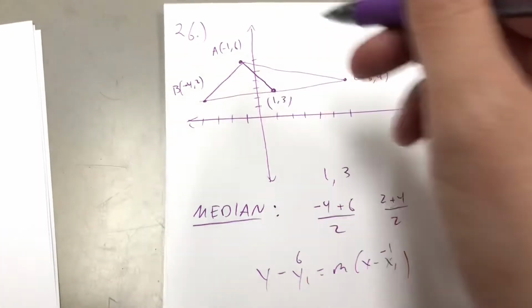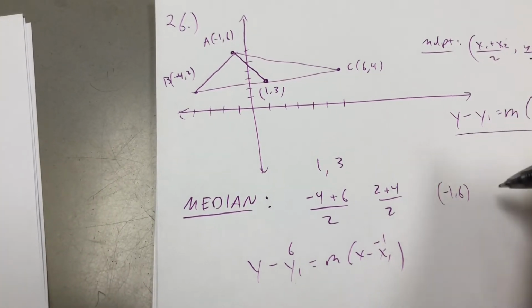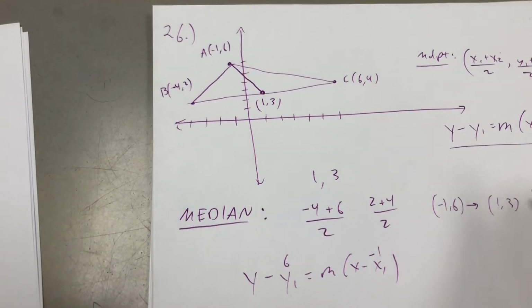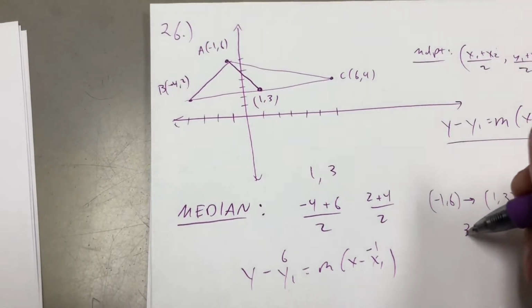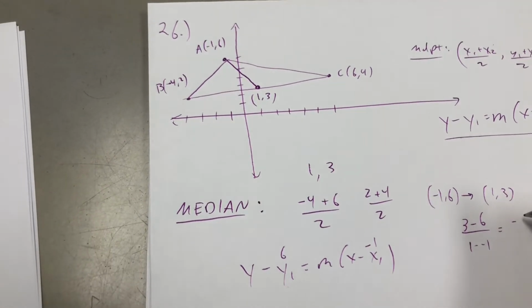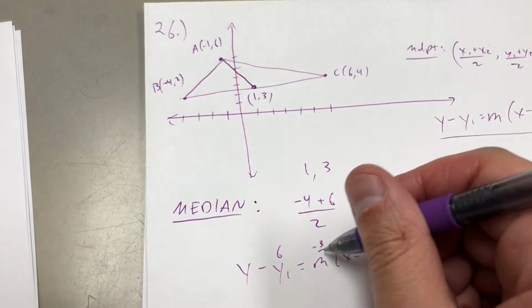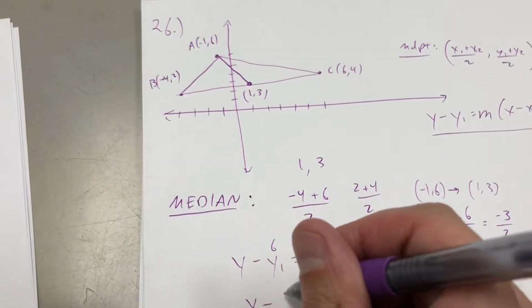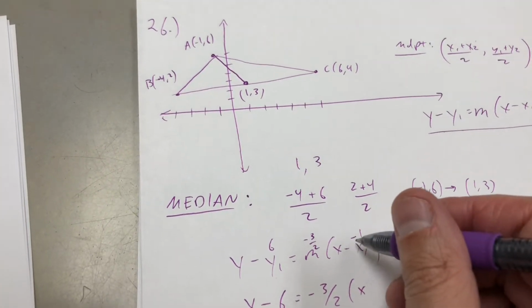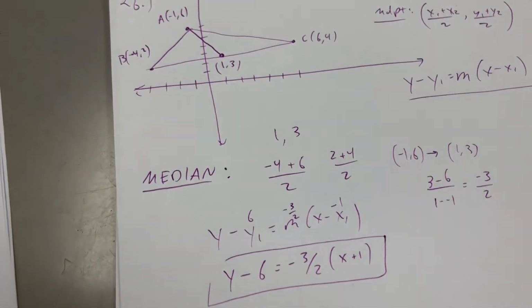And then I need to find the slope between the point (-1, 6) and (1, 3). So slope is y2 minus y1, 3 minus 6, over 1 minus -1. So that's going to be -3 over +2, -3 halves. So my final equation is y minus 6 is equal to -3 halves times x. Be careful, minus a negative is a plus 1. And that's the equation of my median.